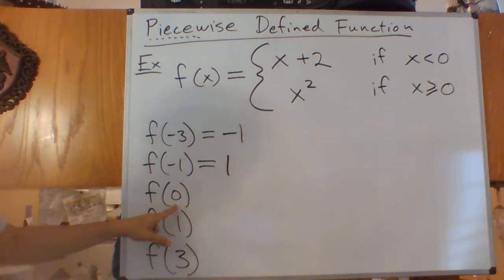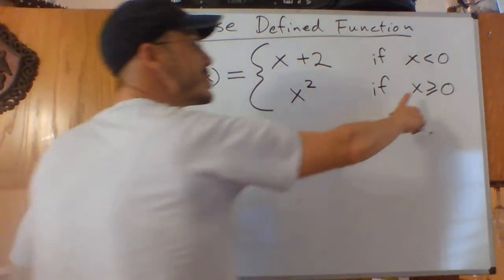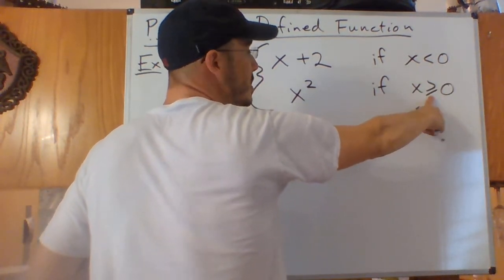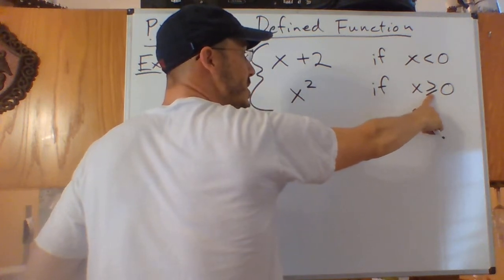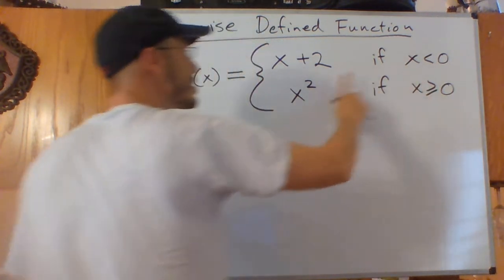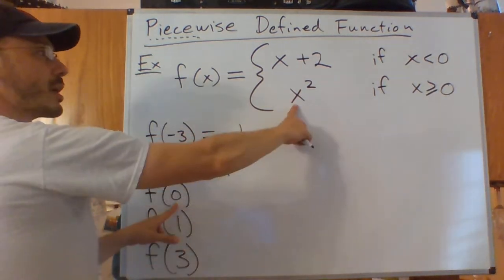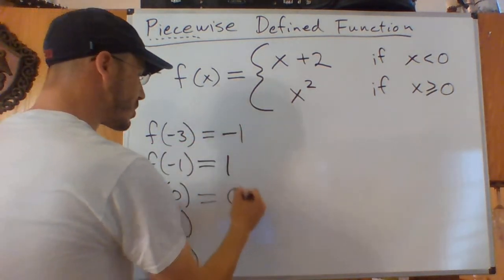For the third one here, f of 0, 0 is not less than 0. 0 is greater than or equal to 0. But it fits this description, or this part of the domain. So I use this formula. 0 squared is 0.